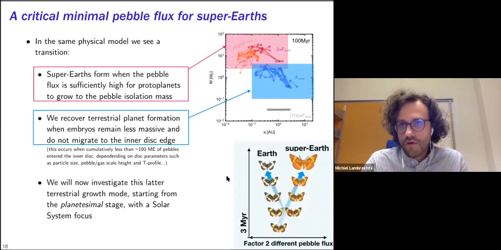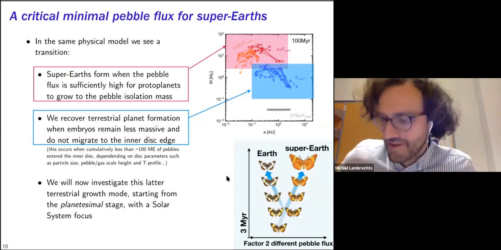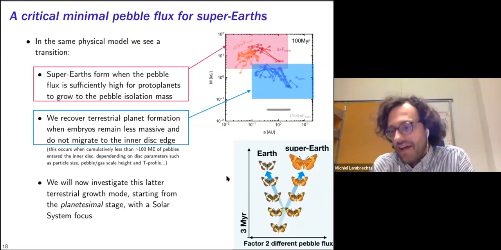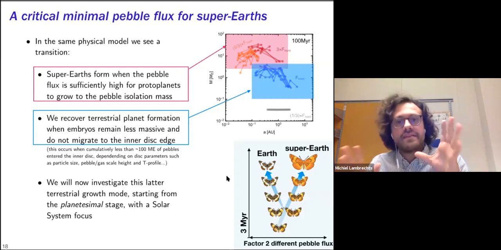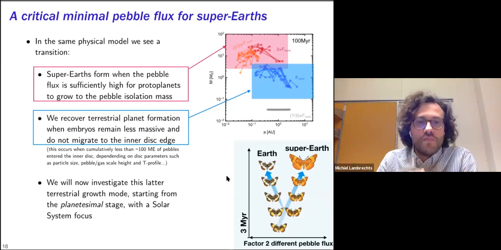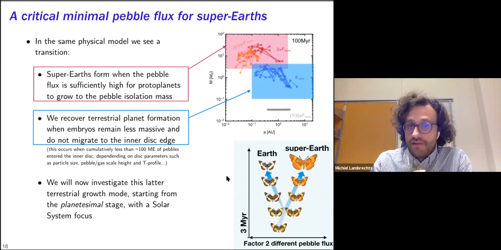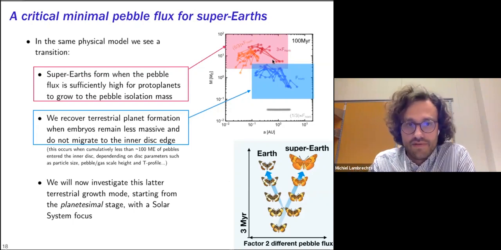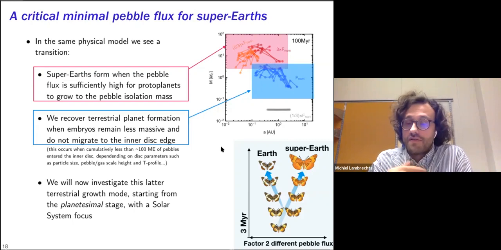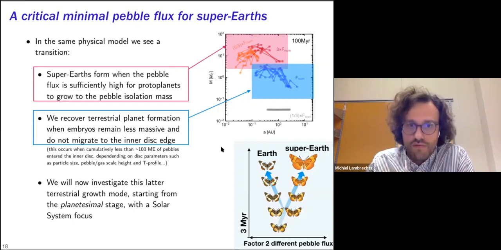All right, so now I want to summarize the first part of this talk. And that is that basically in the same physical model, we see a transition, all right? So the super Earths form when the pebble flux is sufficiently high for protoplanets to grow to the pebble isolation mass. That is what you see here. And we can recover terrestrial planet formation mode when this is not true, right?